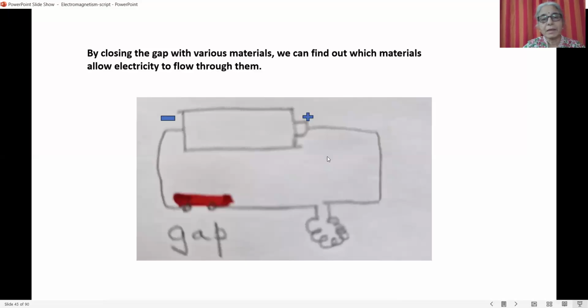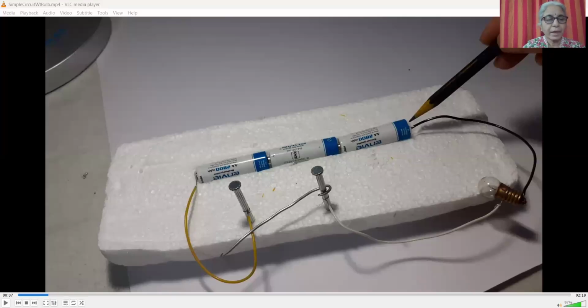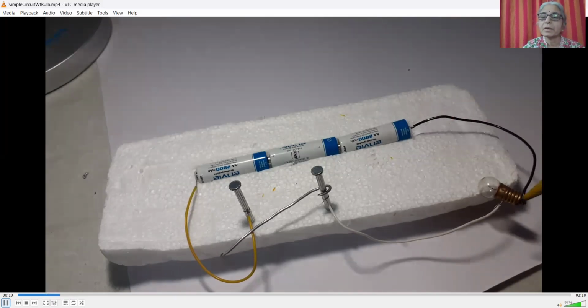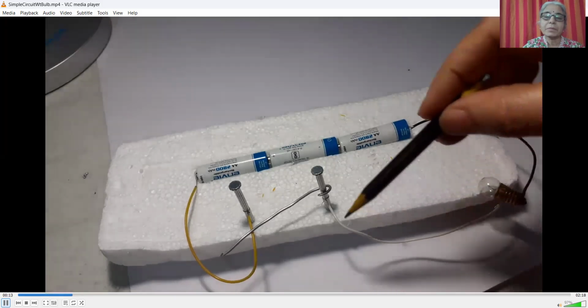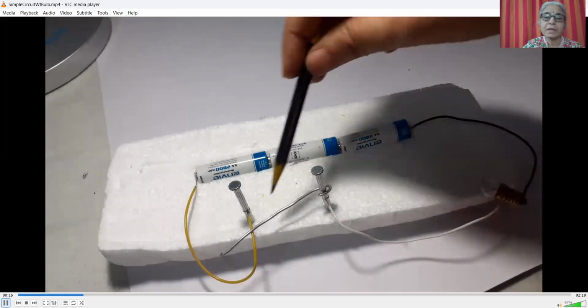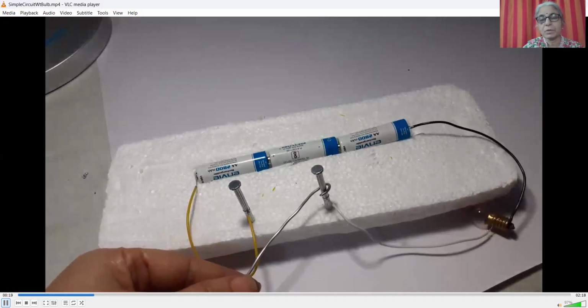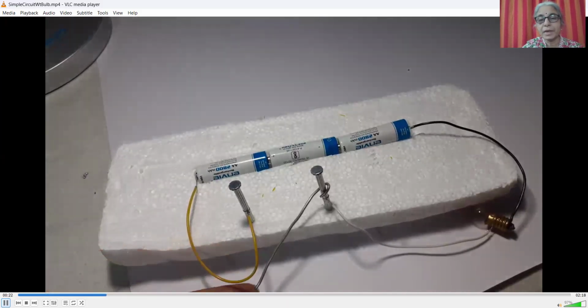We will make a circuit like this with a gap, then close this gap with various materials and see when the electric current flows. If the current flows and the bulb glows, that means the material which we have used to close the gap allows electric current to pass through it. Here we have a few cells that are connected to the bulb, and the bulb is connected back to the negative terminal, and there's a gap in the connection. Those two iron nails are used to create the gap.